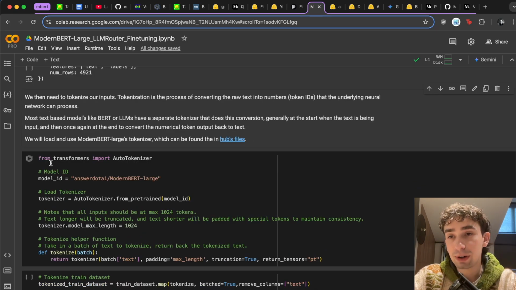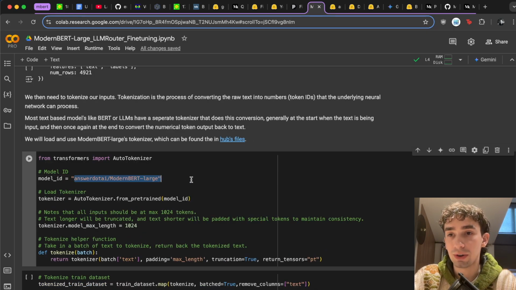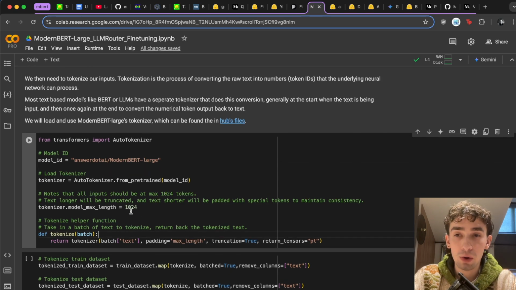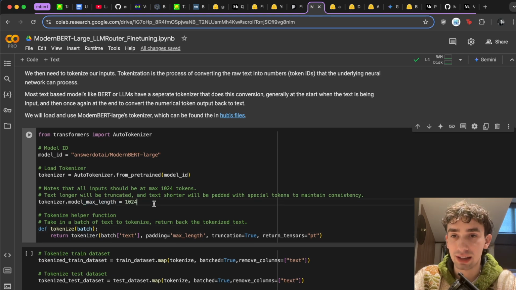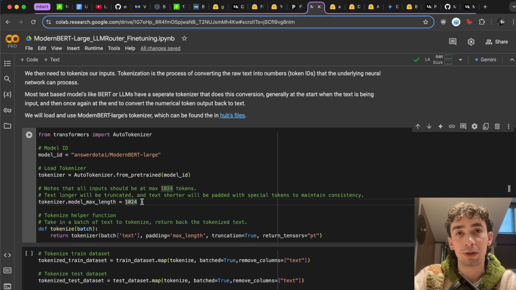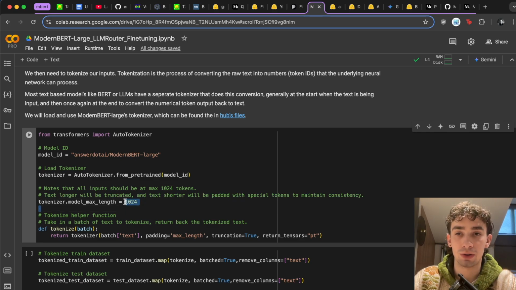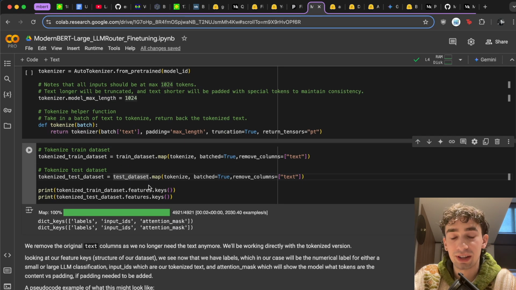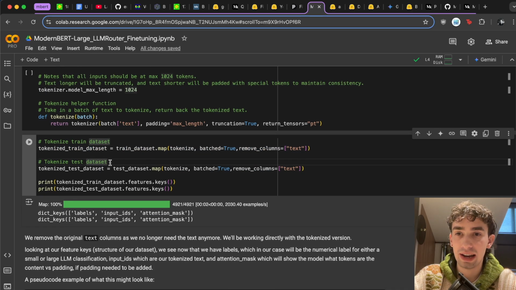So what we're going to do is load the tokenizer from ModernBERT, and then all we do is run all of the text through our tokenizer to convert it into these tokens. We set a max length of 1024, which means that all of the queries are going to be 1024 tokens. If they are not 1024 tokens, then special padding tokens will be added to the end to make them up to 1024.